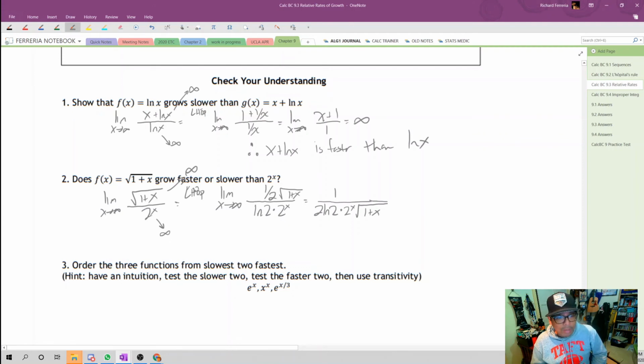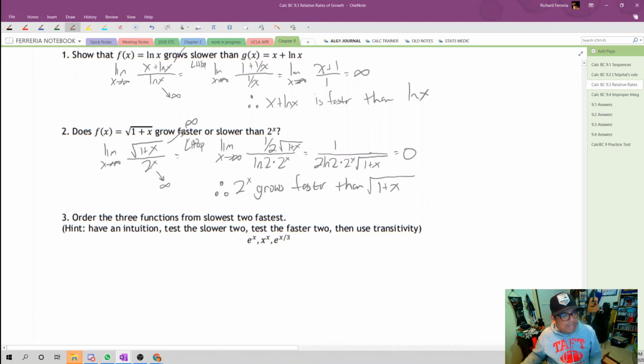So this denominator, each one of these is an increasing function. So this denominator is growing without bound, so this is going to approach 0. So 2 to the x grows faster than root 1 plus x. And now let's take a look at these.